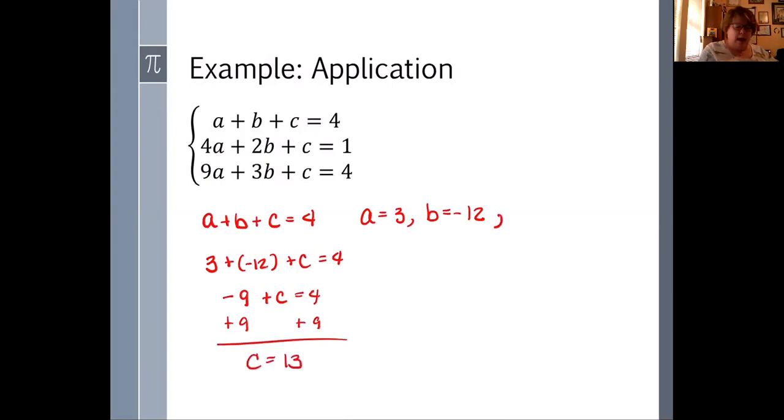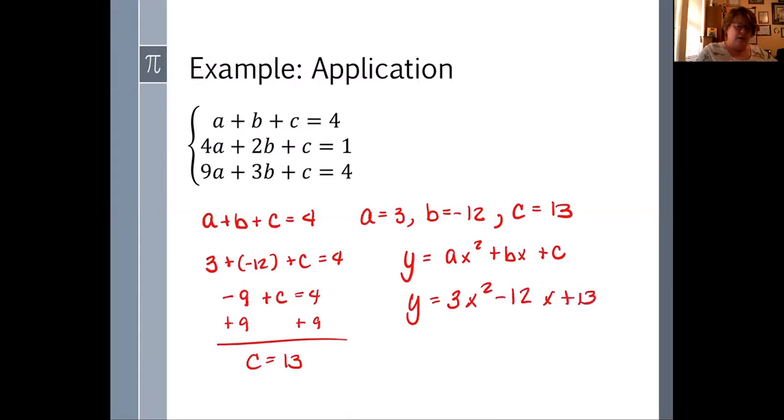So now I have the coefficients on my quadratic function, y equals ax squared plus bx plus c. I know A, B, and C now, so I can make those substitutions. So my function is 3x squared minus 12x plus 13. That is the quadratic function that goes through those three ordered pairs. And that's the end of section 5.2.